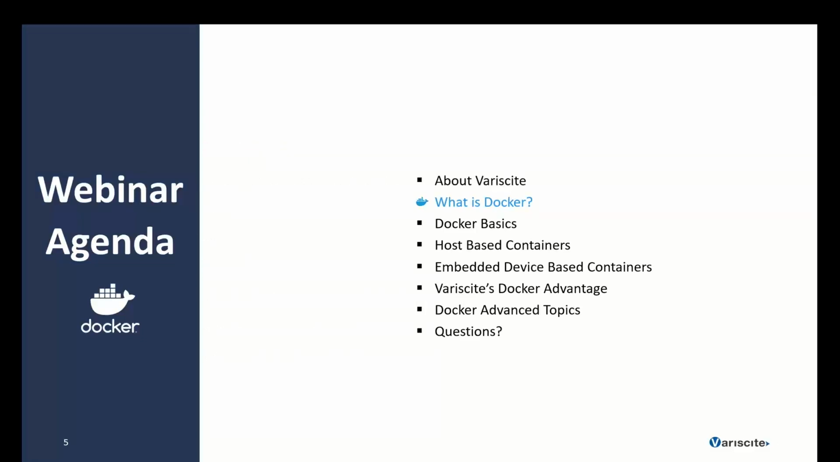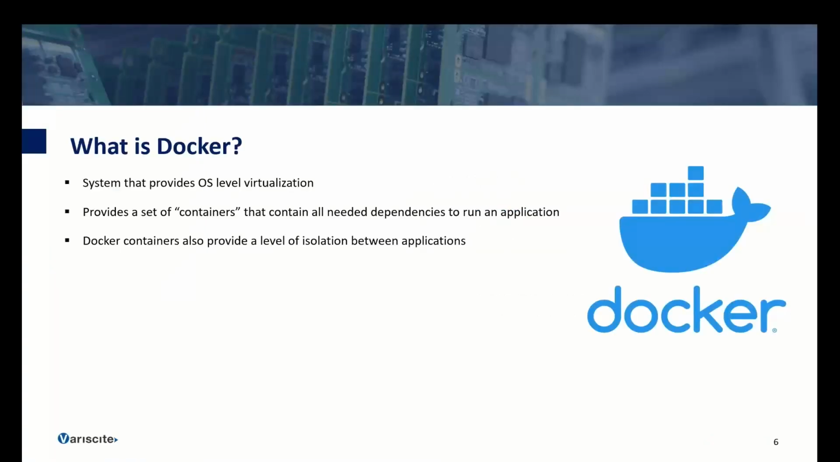So next, I'm going to talk a little bit about what Docker is. So what is Docker? Well, a basic definition, Docker is a kind of system that provides OS-level virtualization. However, it does so using a set of what they call containers that contain all needed dependencies to run an application. So Docker containers also provide a level of isolation between applications. And we're going to talk a little bit more about virtualization on the next slide.